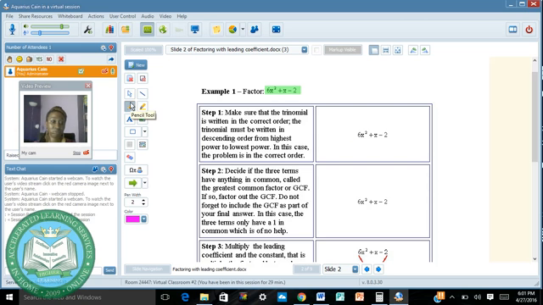So step 1, done. Step 2 says decide if the three terms have anything in common. Our terms are 6, 1, and -2. When we look at them, none of them have anything in common outside of 1. So in this case, this is of no help. There's nothing for us to do in step 2. So step 2, done.